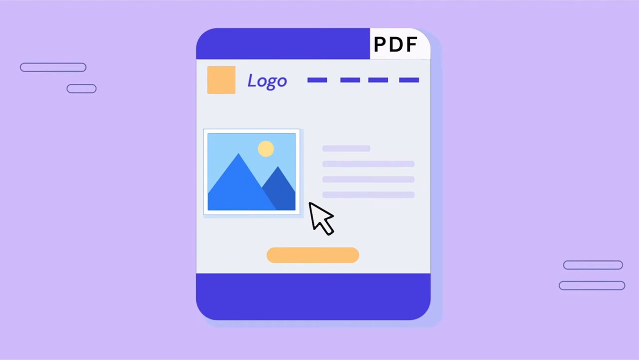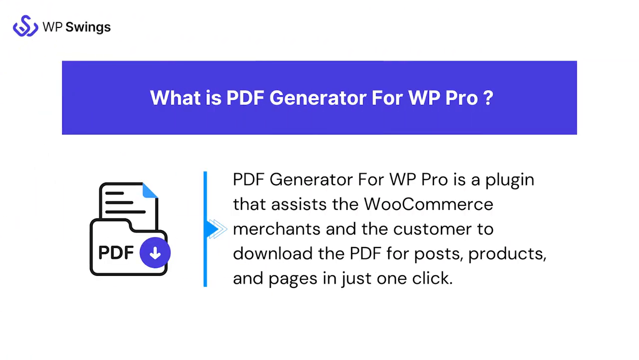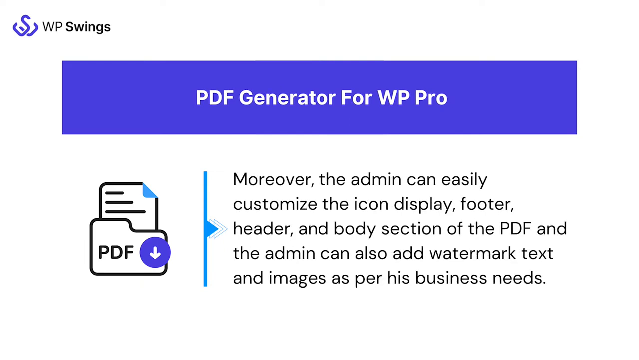Before proceeding with the plugin setup part, let's understand what the PDF Generator for WordPress Pro plugin is. PDF Generator for WordPress Pro is a plugin that assists the WooCommerce merchants and the customers to download the PDF for post, product and pages in just one click. The PDF plugin allows the merchants to customize the PDF as per their brand and business requirements. Moreover, the admin can easily customize the icon display, footer, header and the body section of the PDF, and the admin can also add watermark text and images as per his needs.